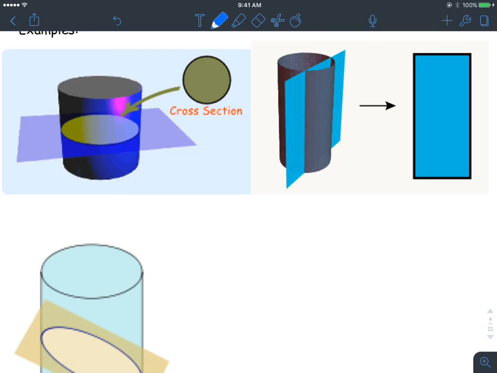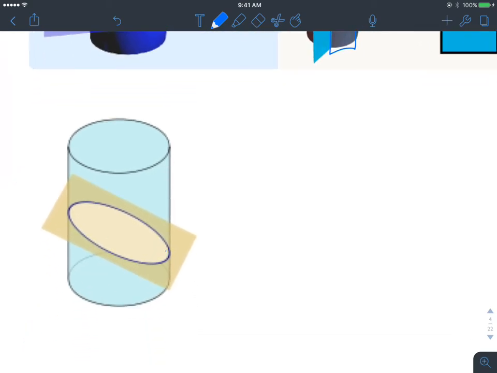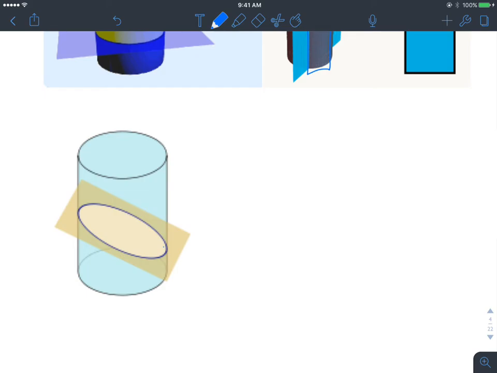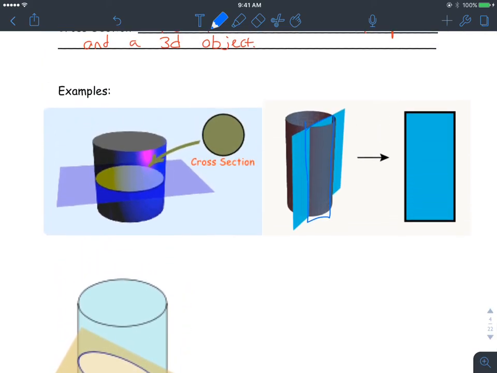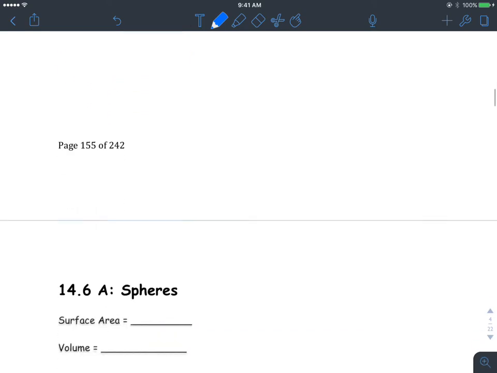Now, if you had the same thing going up and down like this, you'd have a rectangle. It's just the intersection where they intersect. If you had your plane going down on a diagonal, it'd make more of an oval shape. It's still circular, but a little more stretched out, so we'd probably say an oval. So that's what a cross-section is. I think you have a few in the homework like that.